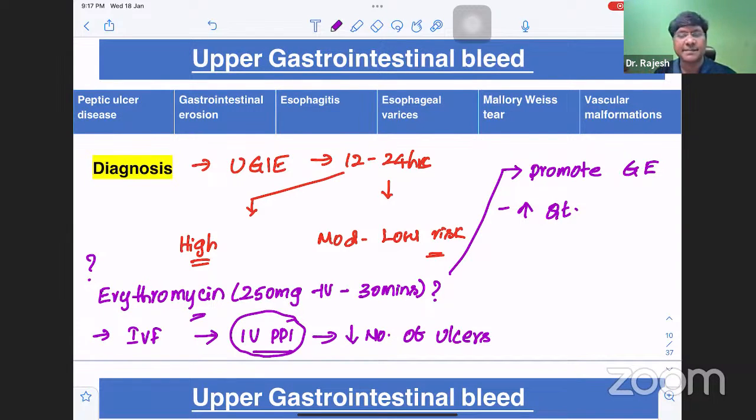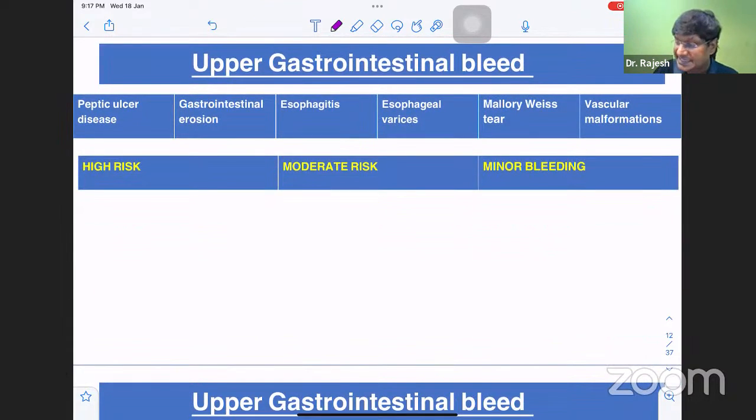So it's a standard clinical practice in many institutions to administer either an intravenous proton pump inhibitor or a high-dose oral proton pump inhibitor prior to endoscopy in cases of upper gastrointestinal bleed. Now, once the patient has presented to the emergency department with upper gastrointestinal bleed, you have to categorize the patients. Is this a high-risk patient, or a patient with moderate risk or with minor bleeding? How will you differentiate high risk, moderate risk, and minor bleeding? Accordingly, the treatment completely changes.